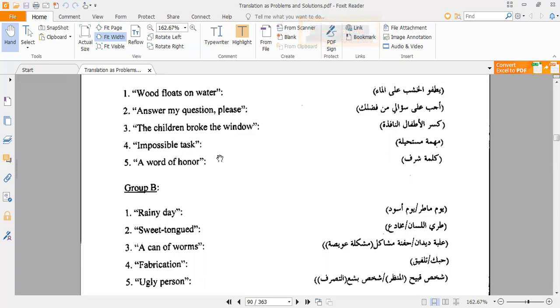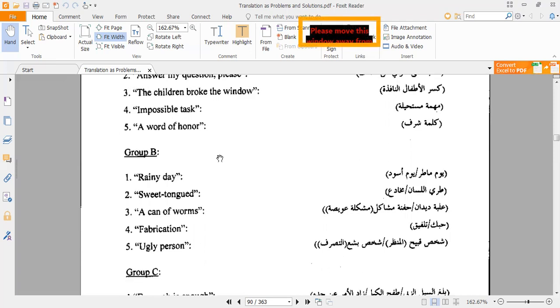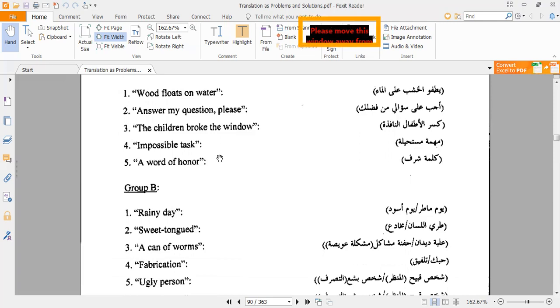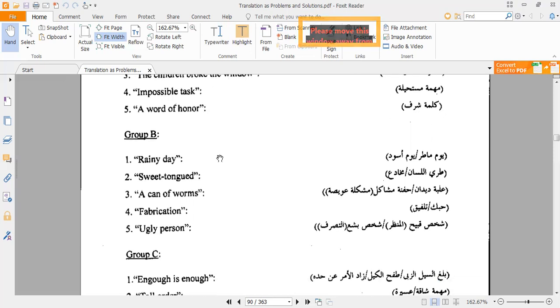The second also sentence, answer my question please, أجب عن أسئلتي من فضلك. Also, this sentence is rendered literally. So the first group consists of words or sentences that can be rendered literally, and this literal rendition is correct. While in sentence B, rainy day, يوم ماطر أو يوم أسود.